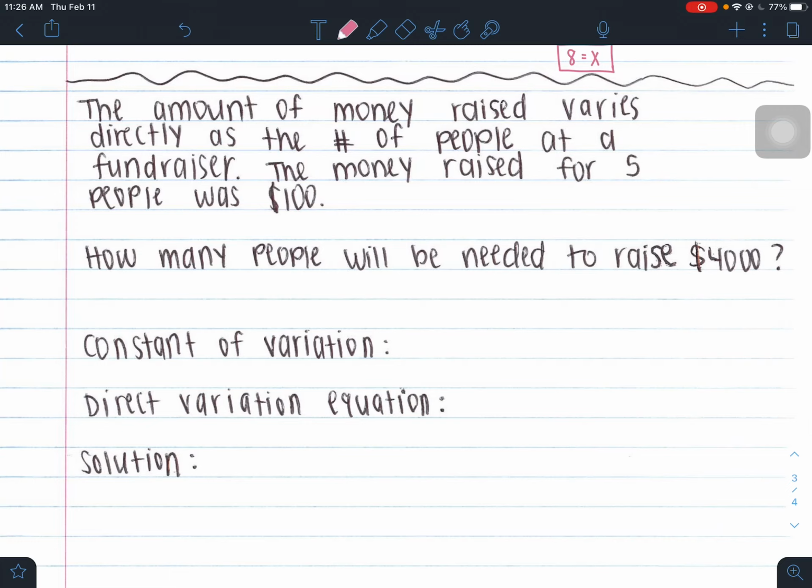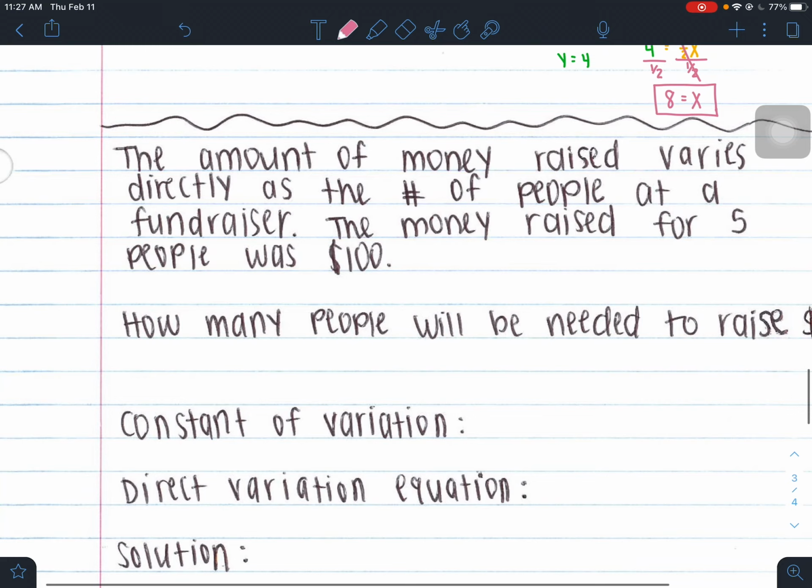The main question is, how many people will be needed to raise $4,000? That is the big question we should be able to answer at the very end. So we want to know the answer to that. We're first going to decipher all the information we've been given. It says the amount of money raised varies directly with the number of people at a fundraiser. How do I know this is a direct variation problem? Because it gives me the keywords varies directly. Anytime I see varies directly or directly proportional, always think y equals kx.